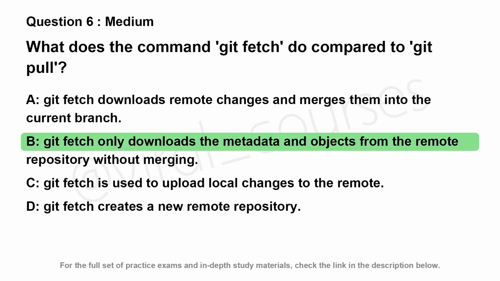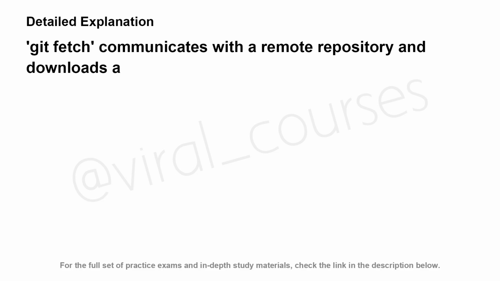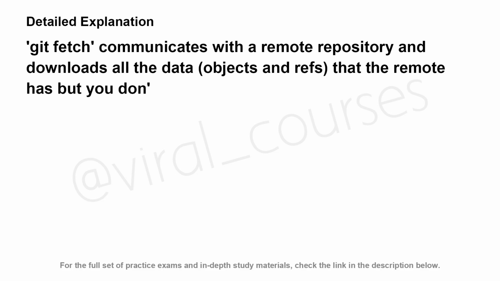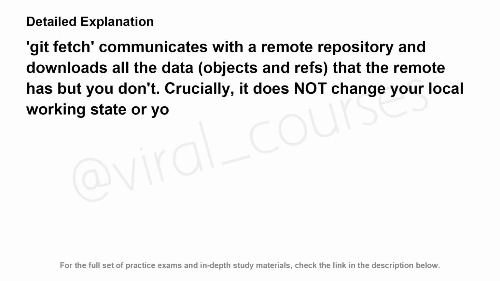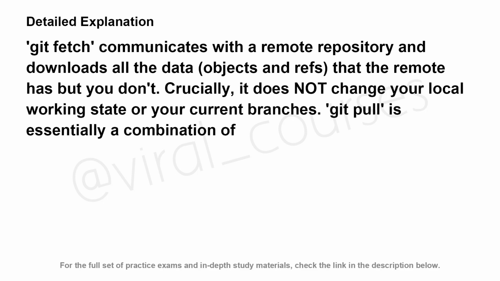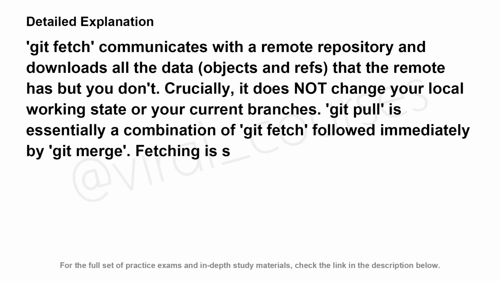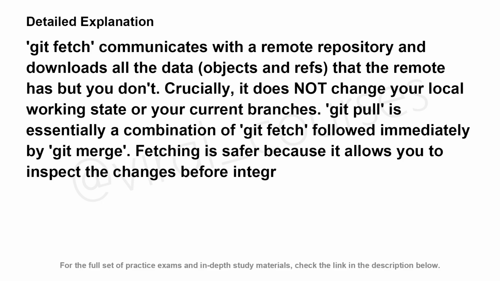The correct answer is B. Git fetch communicates with a remote repository and downloads all the data, objects and refs that the remote has but you don't. Crucially, it does not change your local working state or your current branches. Git pull is essentially a combination of git fetch, followed immediately by git merge. Fetching is safer because it allows you to inspect the changes before integrating them into your work.